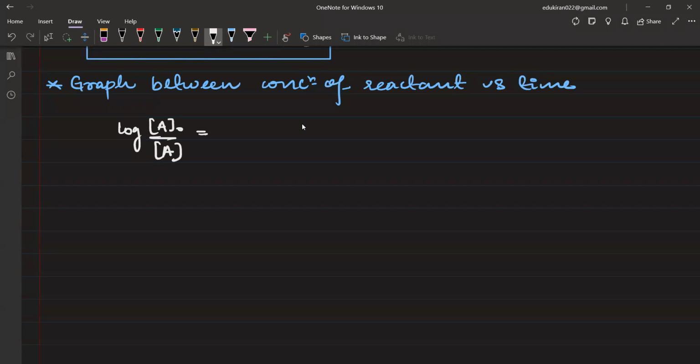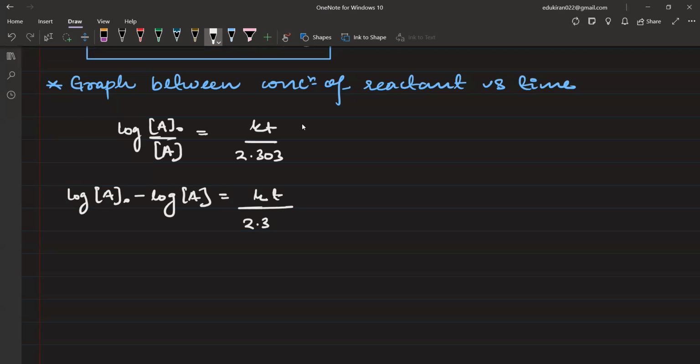Log A naught upon A is equal to Kt upon 2.303. Similarly, we can expand this. We can write log of A naught minus log of A is equal to Kt upon 2.303. Now we have to write the equation in such a way that we have Y is equal to MX plus C kind of thing.